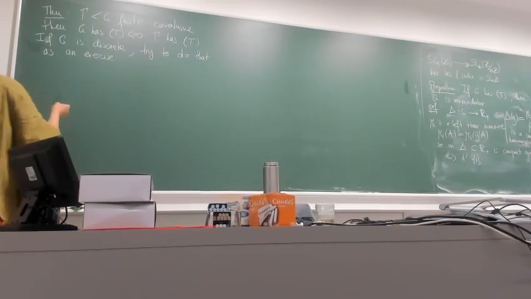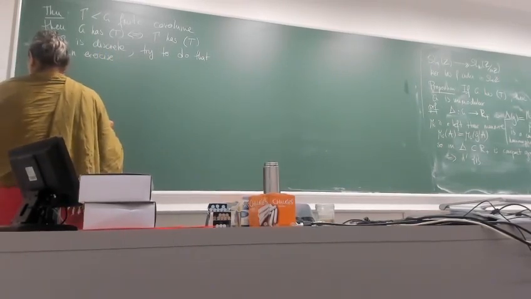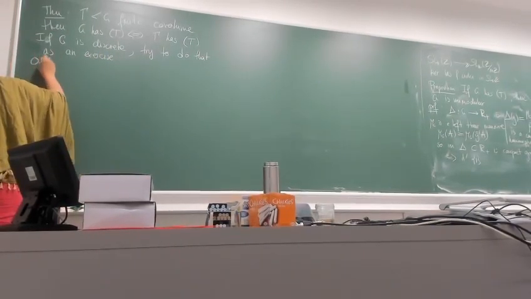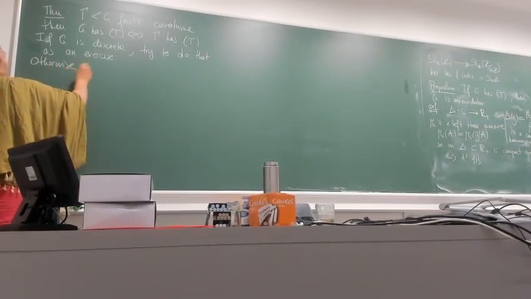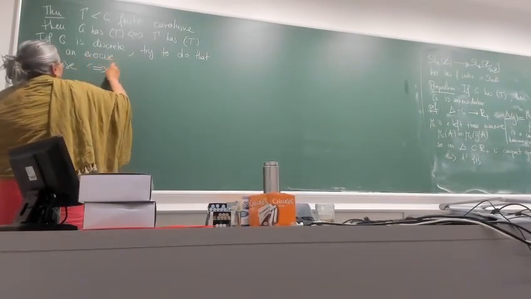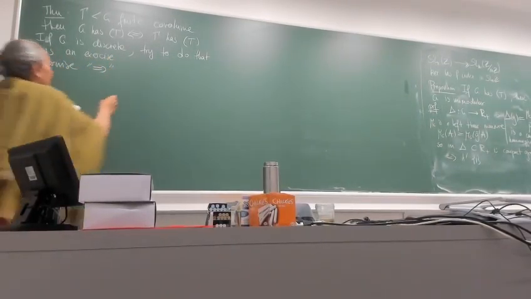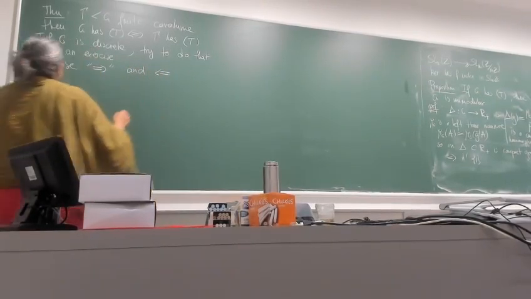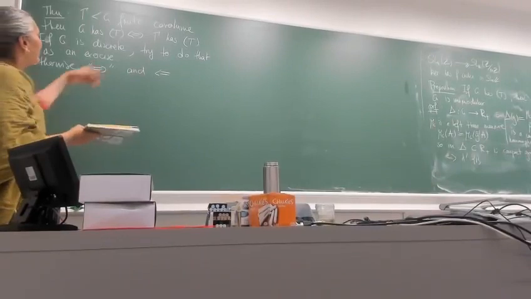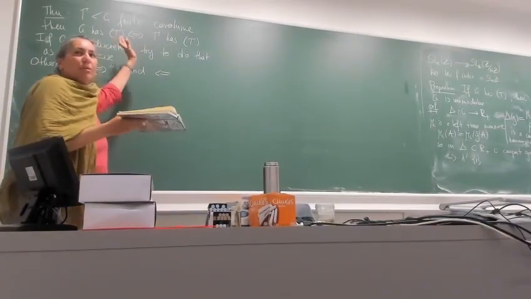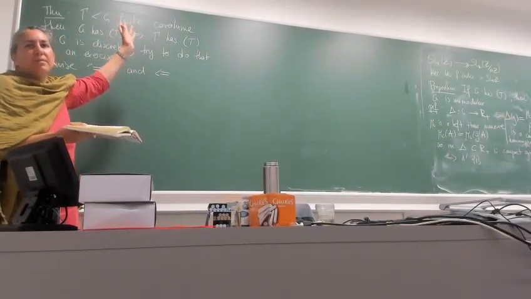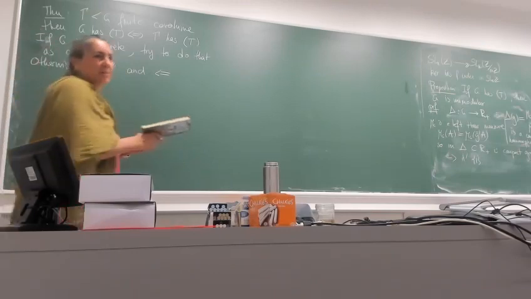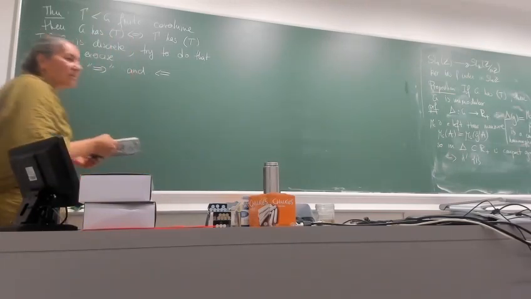And otherwise, I will do that. And the other direction, meaning that if the lattice has T, then the whole thing has probably T, is a bit more difficult. But it's done in Margulis' book.